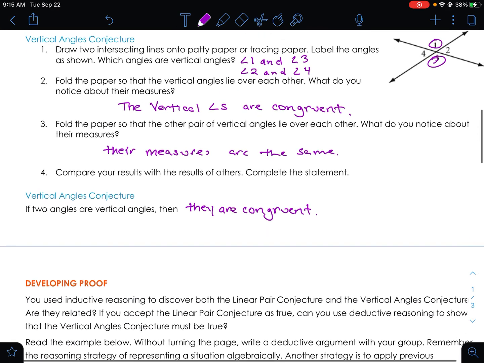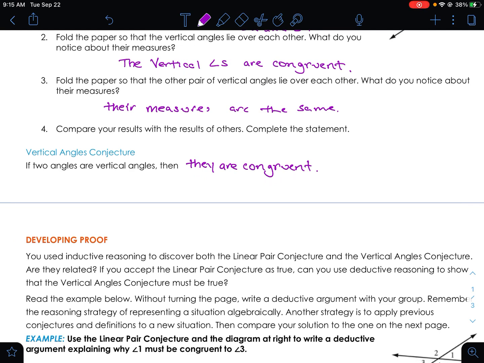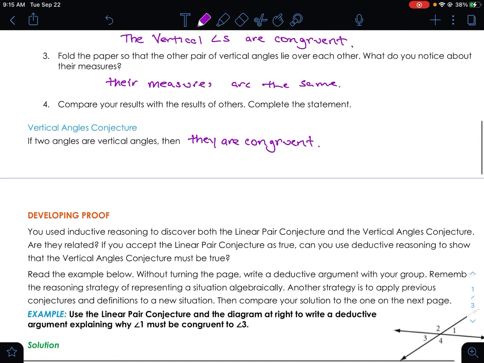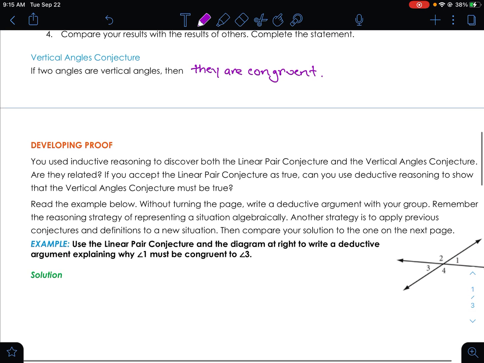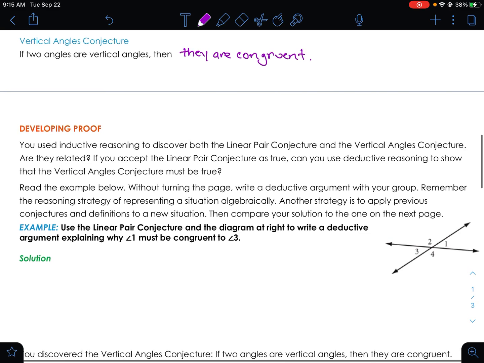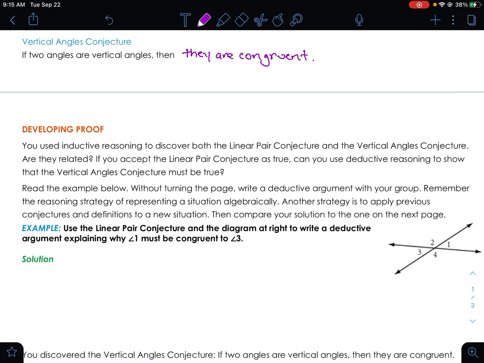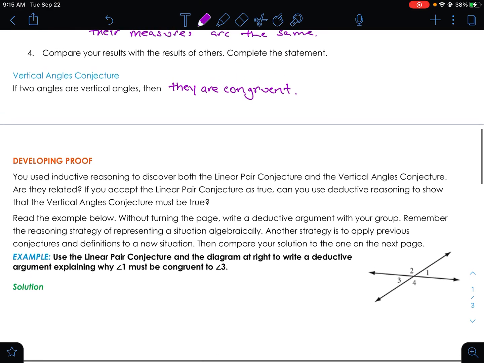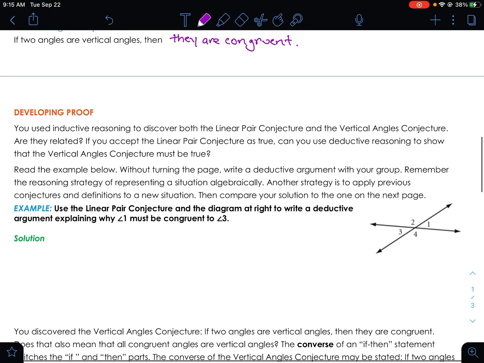Now, we've talked about this before, and we kind of accept this as true, but what we're going to do is use some deductive reasoning to come up with a reason as to why vertical angles are congruent. So we have to use something else that we know is true. In this case, it tells you to use the linear pair conjecture and the diagram at the right to write a deductive argument explaining why angle 1 must be congruent to angle 3. So we are using the linear pair conjecture.